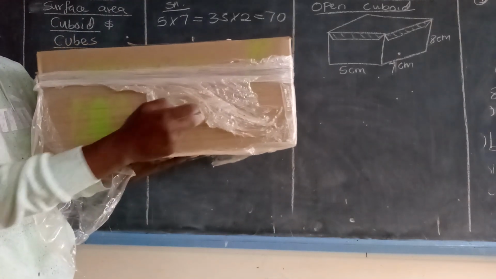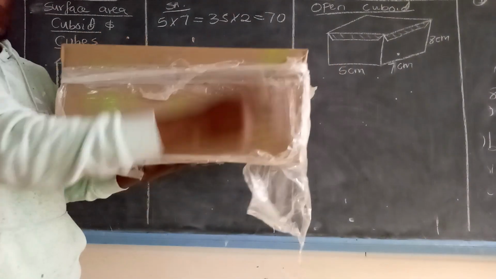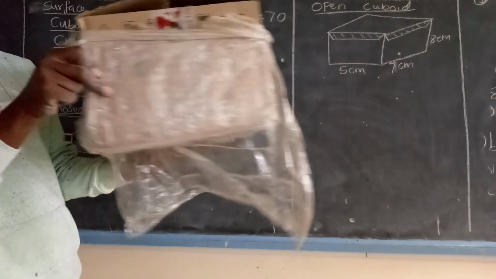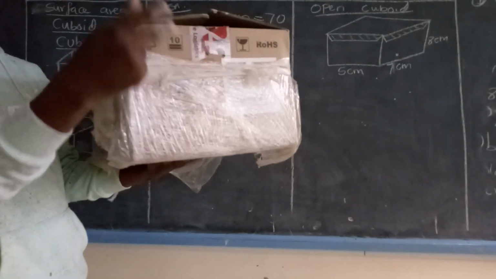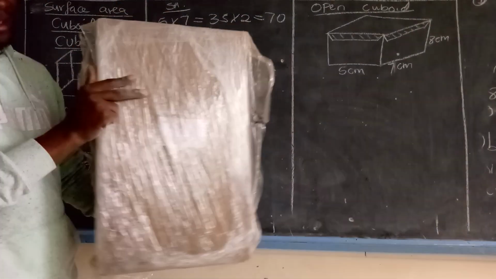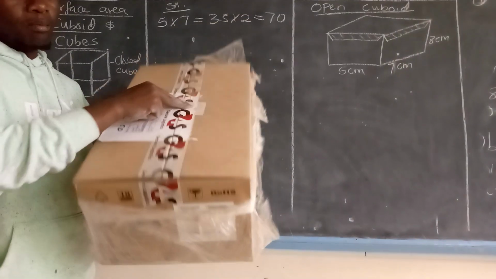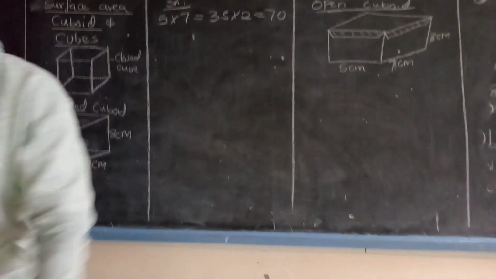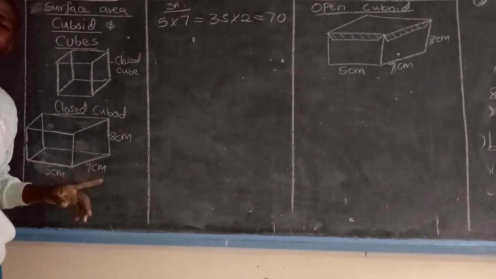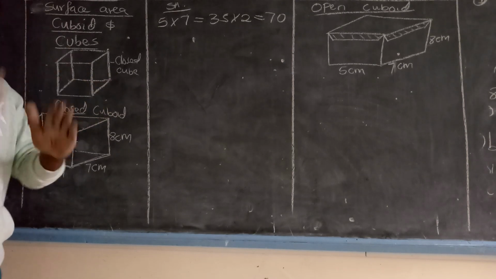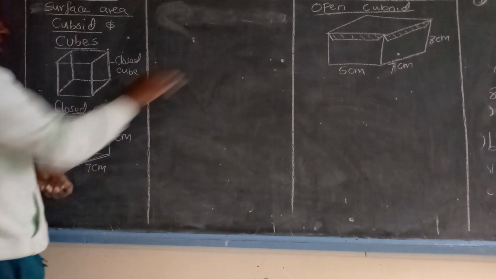Now, look at mine here. We have this side, length times width, which is identical to the other side, length times width. This means they are equal. This side, length times width, is identical to the other one here. The bottom one, length times width, is the same as the top one, length times width. This clearly indicates a cube or a cuboid has 6 sides. 2 sides are identical.